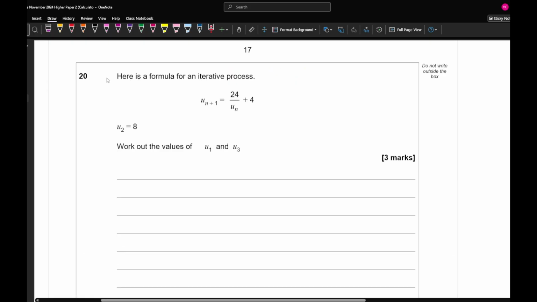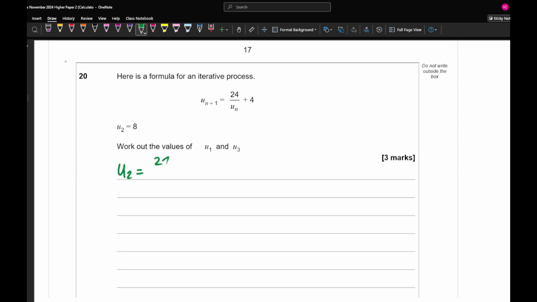Moving on to question 20, it says here is a formula for an iterative process, and the question is asking us to work out what U1 is and U3 is. So to do this, I'm going to work out what U2 is equal to: 24 over U1 plus 4. If I know what U2 is, which is 8, then 8 equals 24 over x plus 4. So if I take the 4 over, I get 4 equals 24 over x, and so x equals 24 divided by 4, which equals 6.